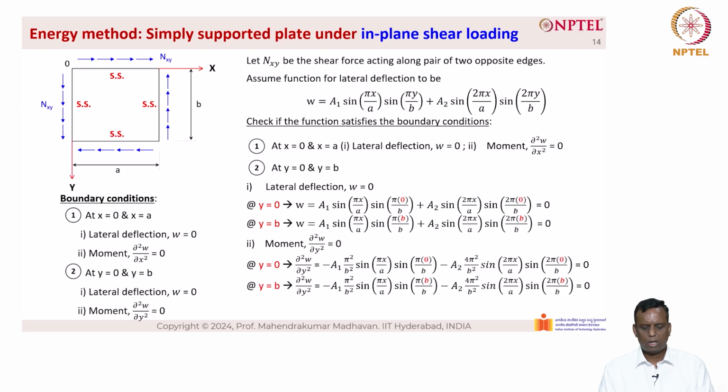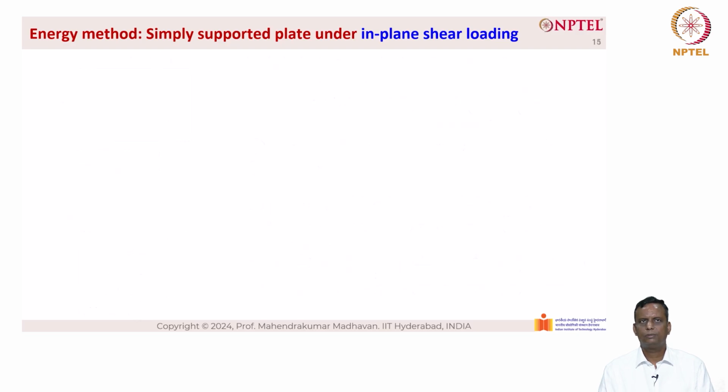Next, look at y equal to b, ∂²w/∂y² equal to minus a1 into π²/b² into sin(πx/a) into sin(πb/b) minus a2 into 4π²/b² into sin(2πx/a) into sin(2πb/b), which again is equal to 0.